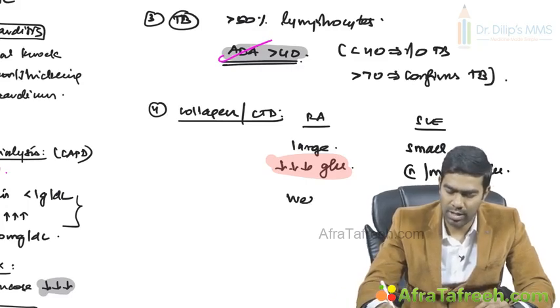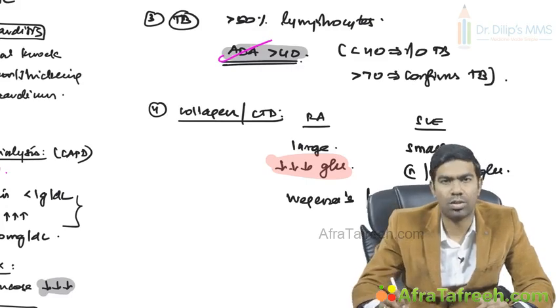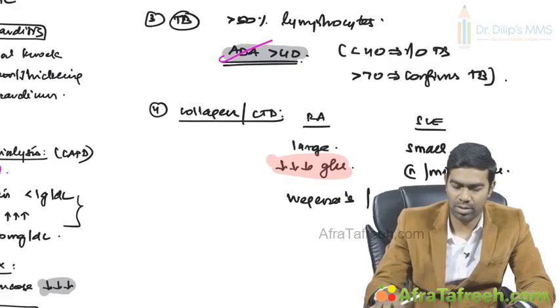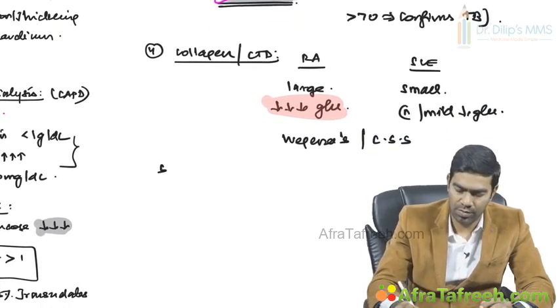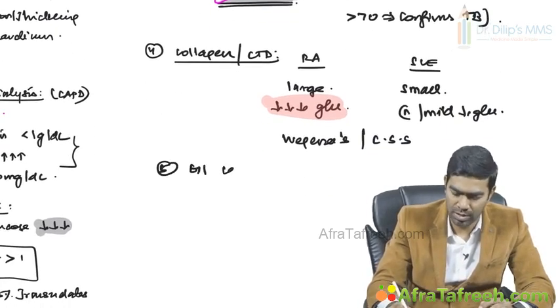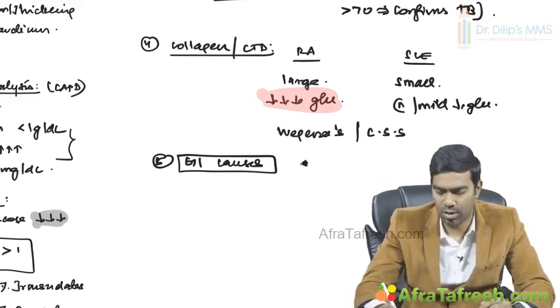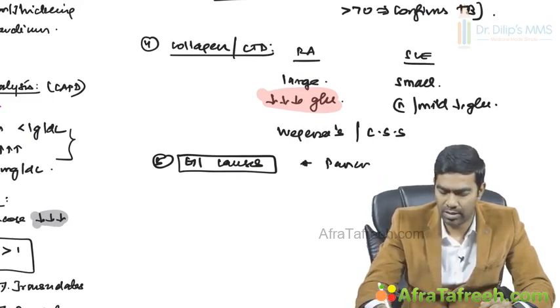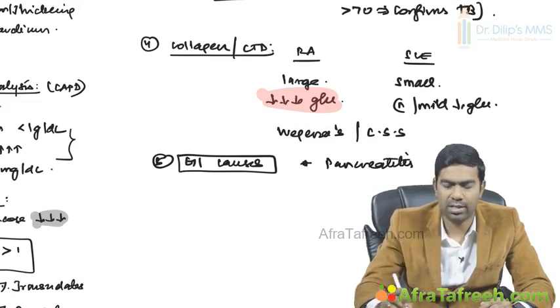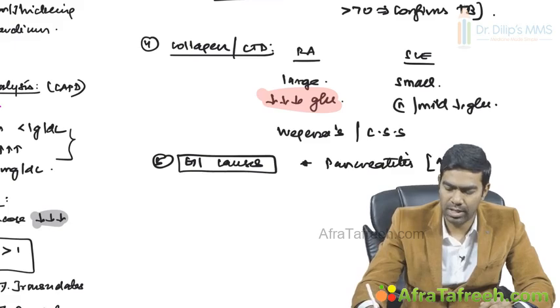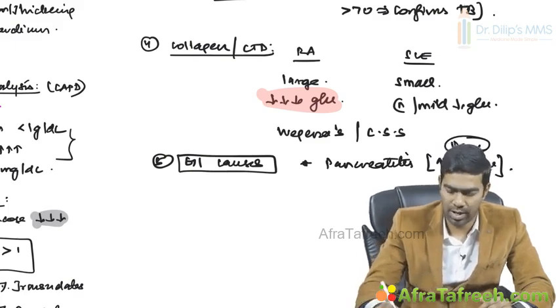Then you can get them in other conditions like Wegener's granulomatosis and Churg-Strauss syndrome. Some examples, that's all. Then the fifth one, you can go to a whole new world called the gastrointestinal causes of pleural effusion, where 3 are most important. Clear? One is pancreatitis. So pancreatitis can be diagnosed by increased amylase in the pleural fluid. Typically, the pancreatic amylase will be increased. Why? I'll tell you that fact.